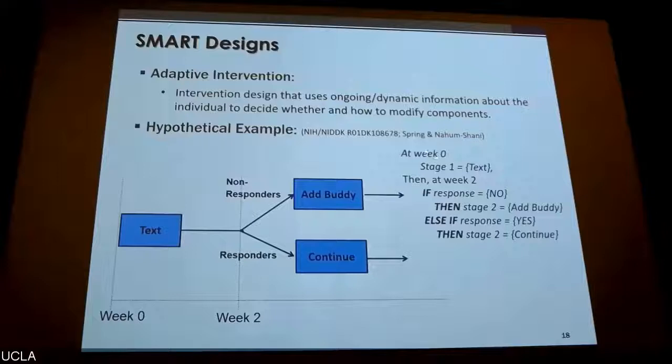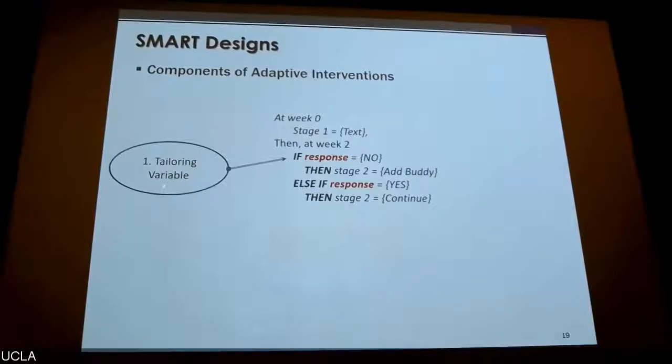Okay, so at week 0, start with text messages. Then at week 2, if the participant is not responsive, add body training, otherwise continue. It's very simple. But this description includes 5 key elements. And in fact, adaptive interventions in general, they include 5 key elements. And I want to show you what these are. The first element is the tailoring variable. Tailoring variable is information about the participant that we use to individualize, to make decisions about whether and how we should change the components. And here, we're using information about the response status to decide whether we should add another component or continue. You see that? That's our tailoring variable.